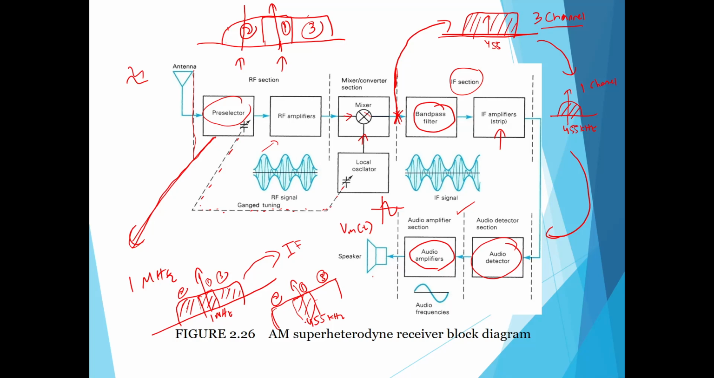Since the beginning we already tuned, that means the bandpass filter in the IF section will tune to the center of 455, and this bandpass filter has a bandwidth of a certain portion, for example a few kilohertz. That few kilohertz of bandwidth is enough to select only one channel and remove the others. So I get channel 1 at the end of the process.